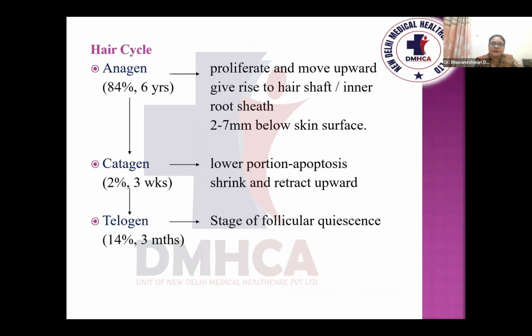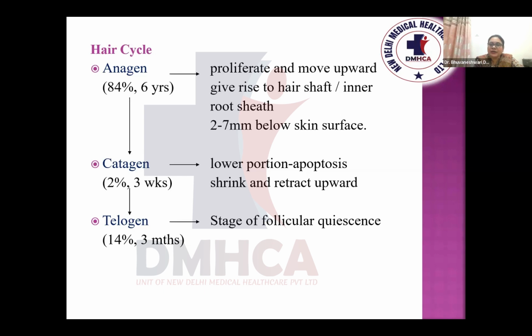So the hair cycle is again of three types: anagen phase, catagen, and telogen. Anagen is the phase of active hair growth and it lasts for about 6 years. Around 84 to 90% of our hairs are in the anagen phase. Next is catagen. Around 2% of hairs are in the catagen phase and the duration is 3 weeks. And telogen hairs, around 10 to 15% of hairs are in the telogen phase, and the duration of telogen is 3 months.